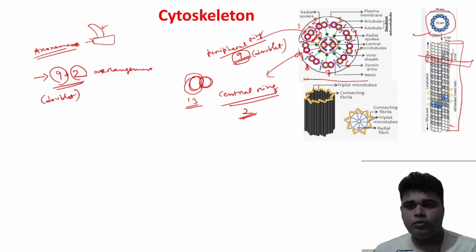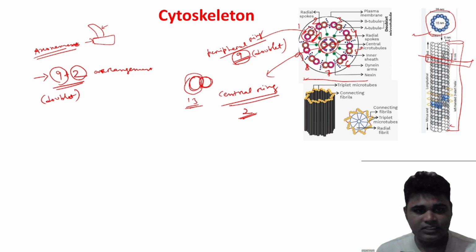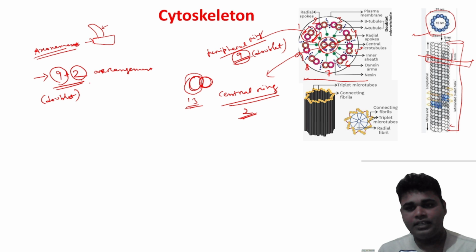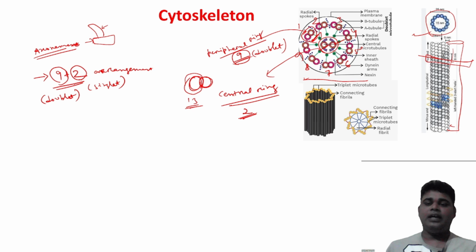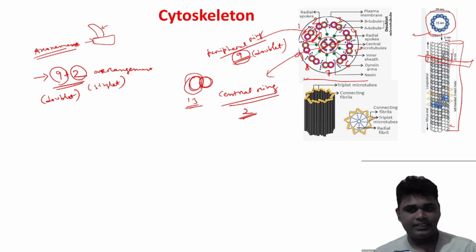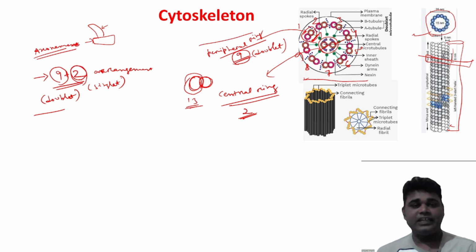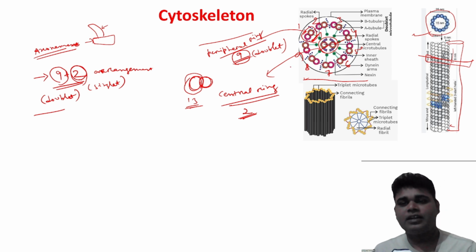But the 2 are single structures, present twice. This is one single structure, this is another single structure. That means 2 singlets. So 9 doublets are present in the peripheral region, and the 2 singlet structures are present in the central region, and overall it is called the 9+2 arrangement, and it looks like this.